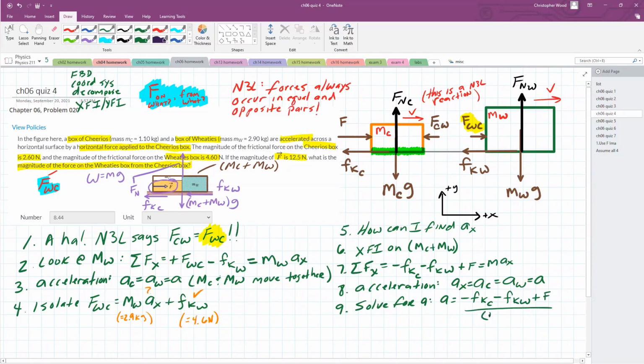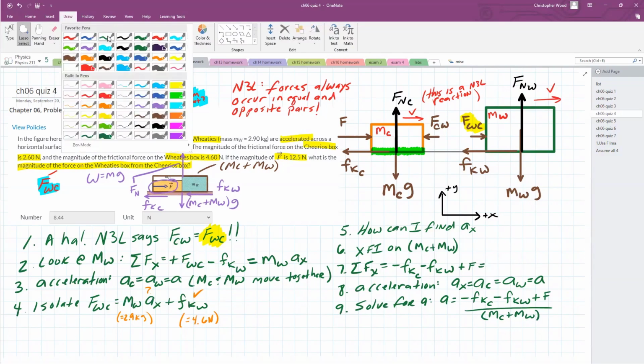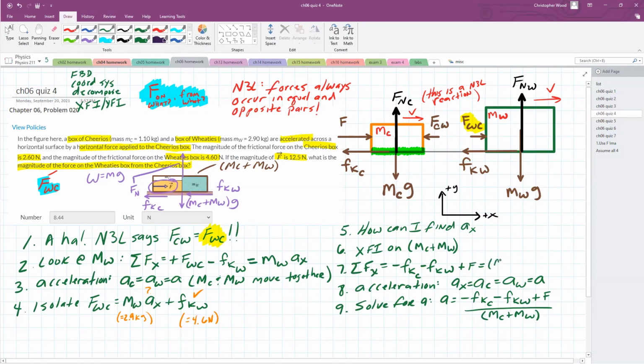And I might need to update this. This is the mass of the Cheerios plus the mass of the Wheaties. Let me just go back and repair this a little bit to be a little more tight. F equals MA, and more specifically, the mass is the mass of the Cheerios plus the mass of the Wheaties times A sub x. Okay, so hopefully you can see clearly how number 9 comes from number 7. I guess this is all good.